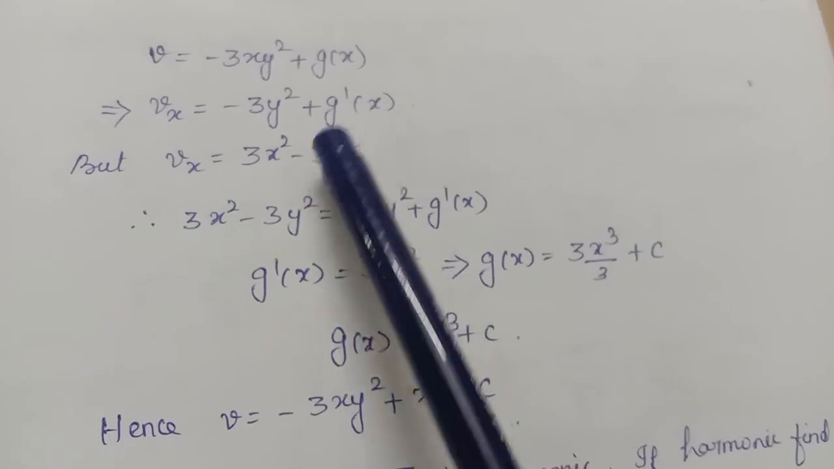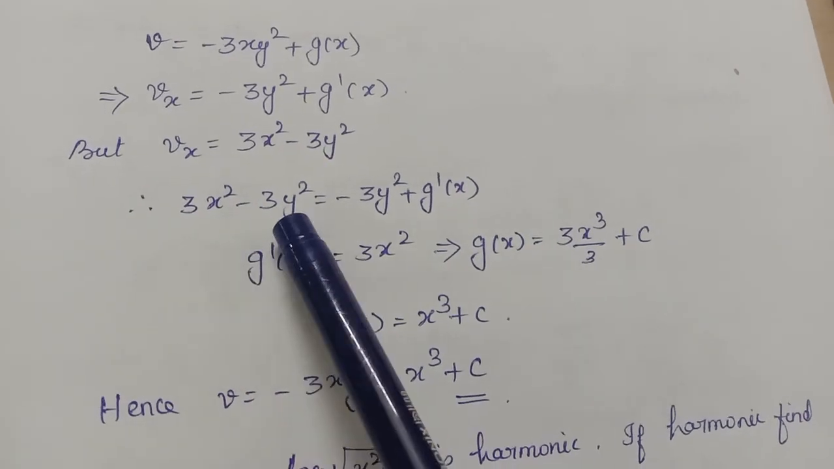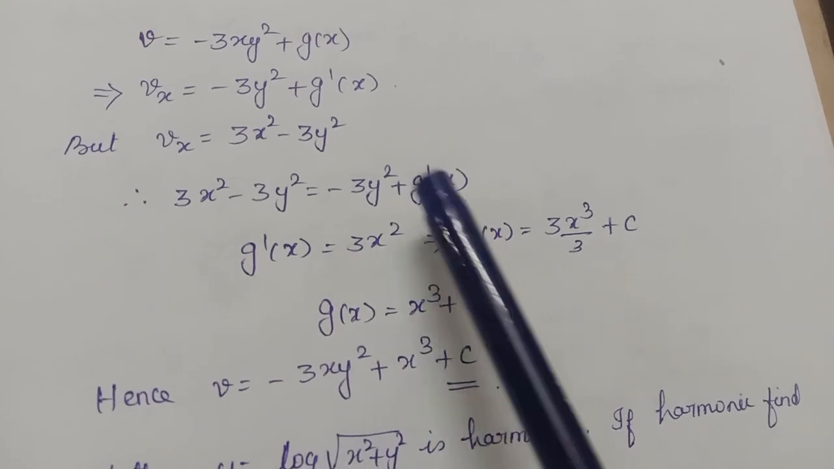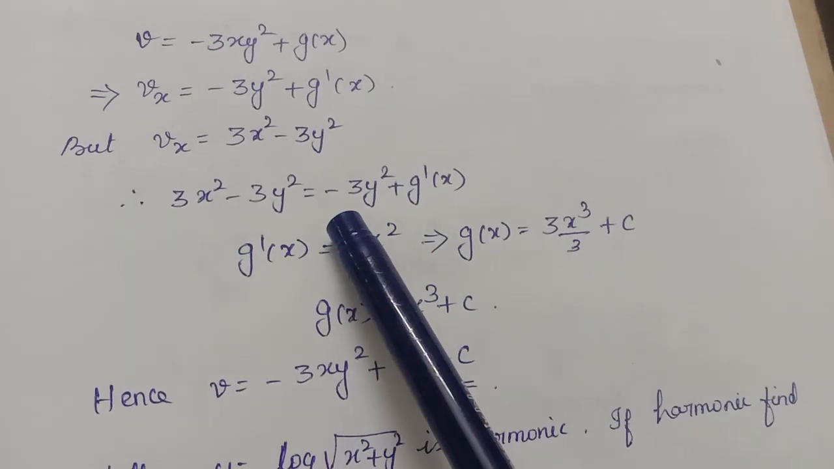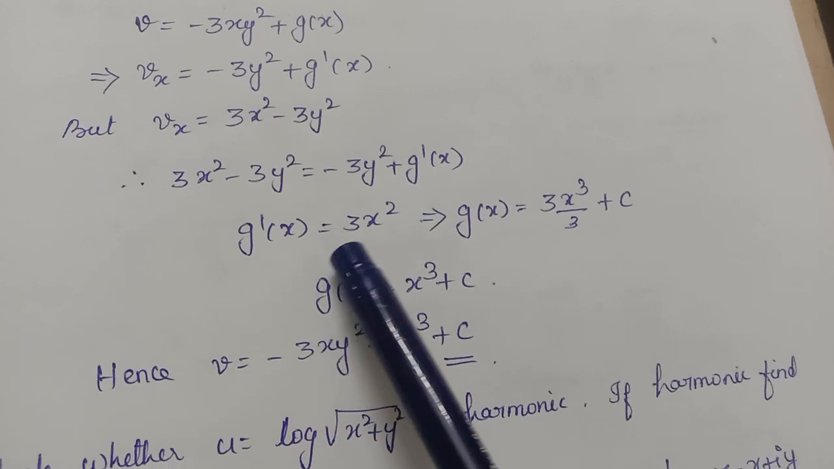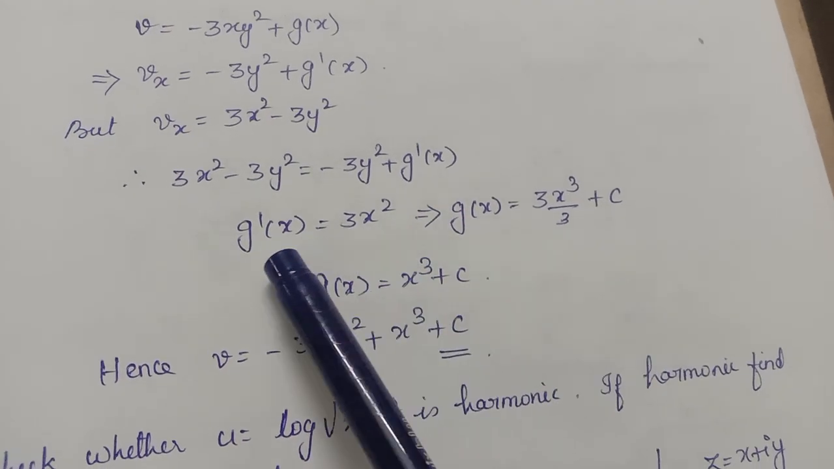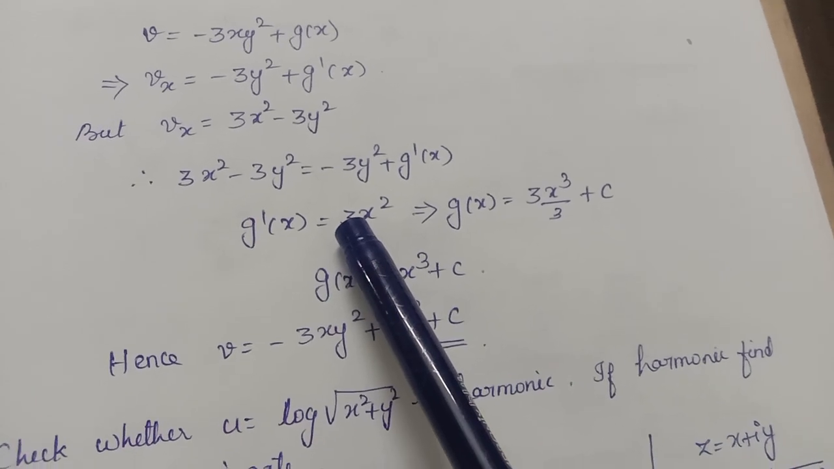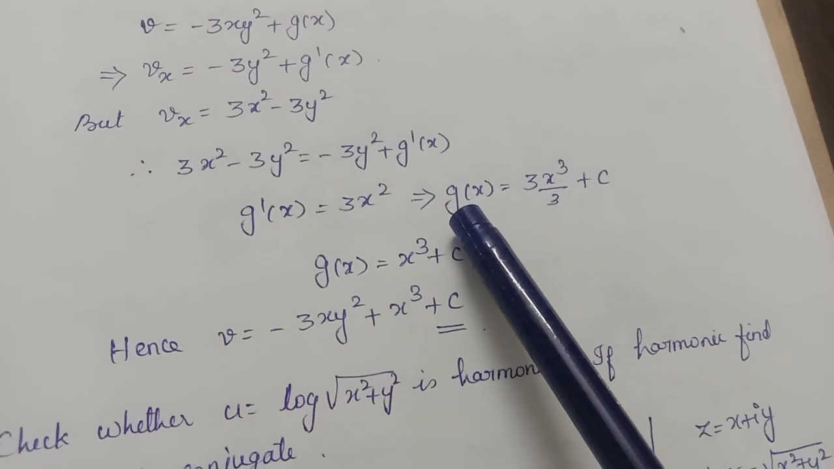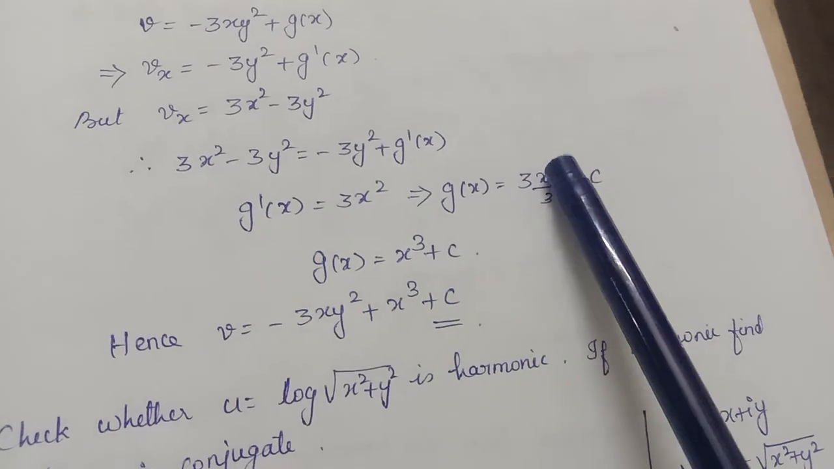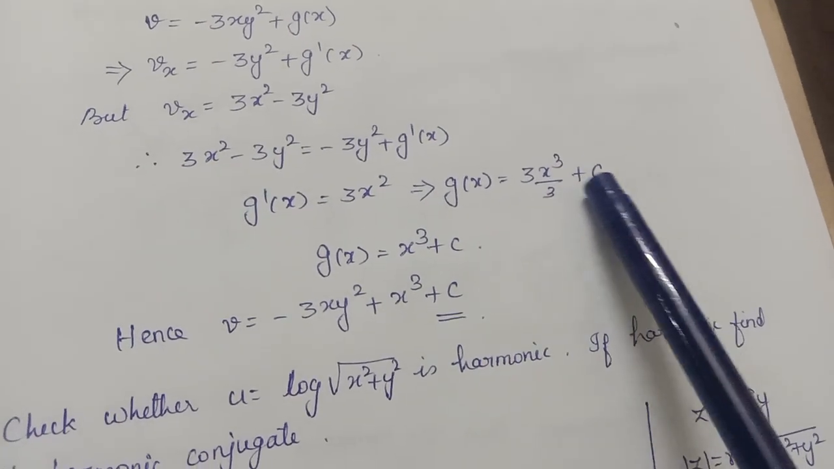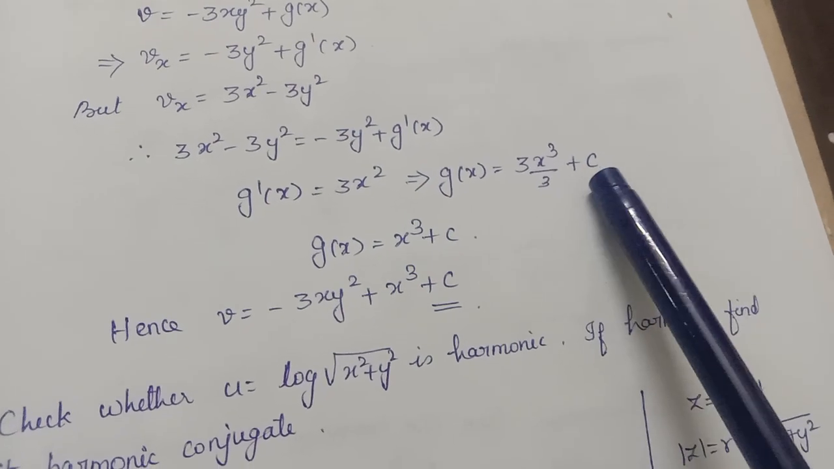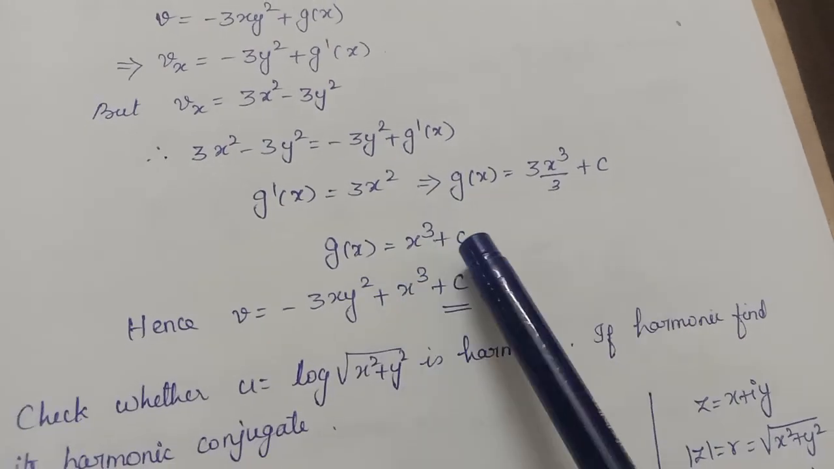So equate these two Vx. What will you get? 3x square minus 3y square equal to minus 3y square plus g dash of x. So this minus 3y square gets cancelled. Simply we get g dash of x is equal to 3x square. So if you integrate this expression with respect to x, you will get g. G of x is equal to 3x cube by 3 plus constant c. This is simply integrating constant. So g of x is equal to x cube plus c.